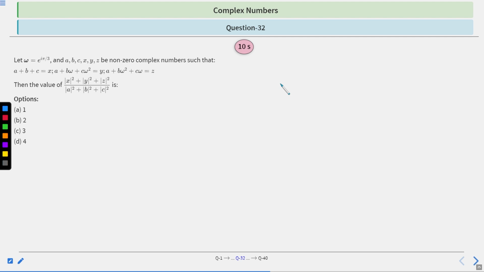Question number 32. The question is: omega is e to the power iota pi by 3 and A, B, C, X, Y, Z are non-zero complex numbers such that A plus B plus C is equal to X, A plus B omega plus C omega square is equal to Y, and A plus B omega square plus C omega is equal to Z. Then we have to calculate mod X square plus mod Y square plus mod Z square upon mod A square plus mod B square plus mod C square. Now let's move to the solution part after 10 seconds.